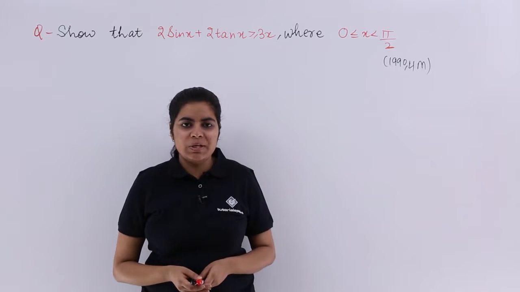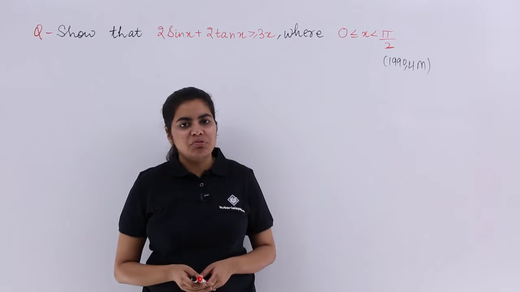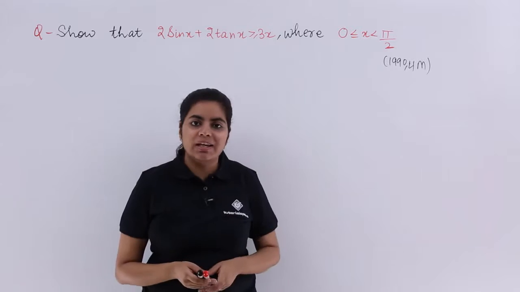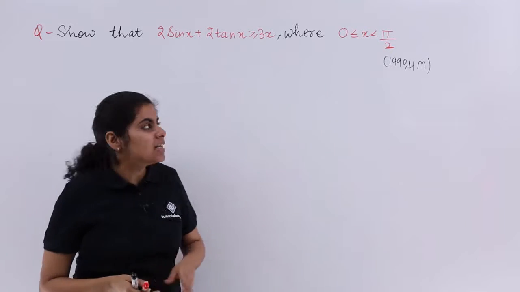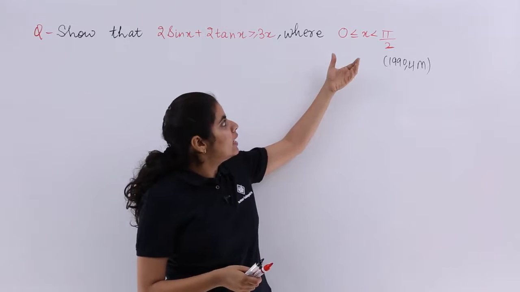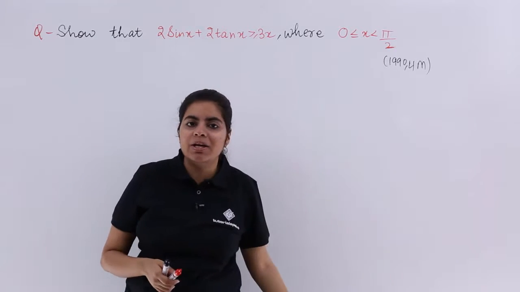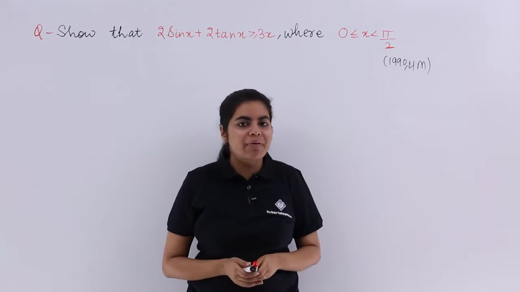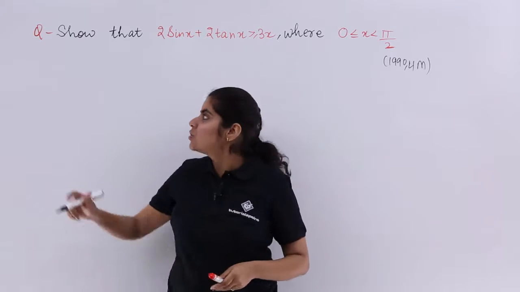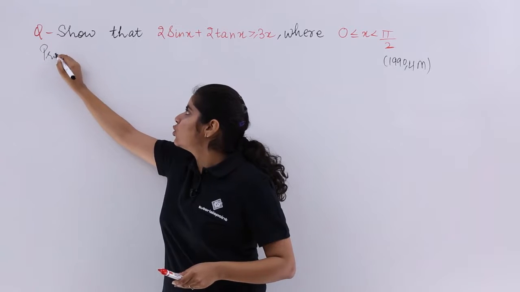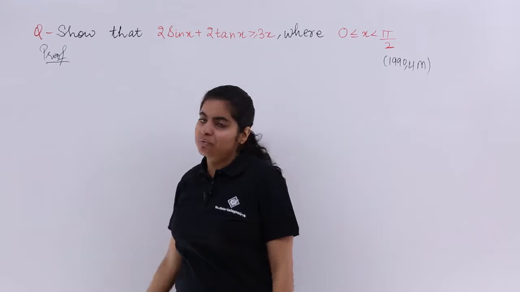The next IIT JEE question that we are taking up was asked for 4 marks in the year 1990. It says, show that 2 sin x plus 2 tan x is greater than or equal to 3x, where x lies between 0 to pi by 2, such that 0 is included while pi by 2 is not. So it is a subjective question. Let's start with the proof, because it says show that, so we have to go about the proof.